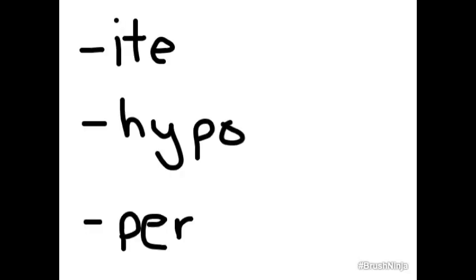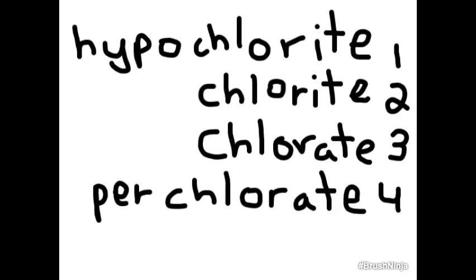Another important tip is to memorize the prefixes and suffixes of oxyanions. There are 3 besides the normal one: ite, hypo, and per. Let us use chlorate as an example. In order of amount of oxygen, we have hypochlorite, chlorite, chlorate, and perchlorate. This shows that chlorite has 1 less oxygen than chlorate, perchlorate has 1 more, and so on.